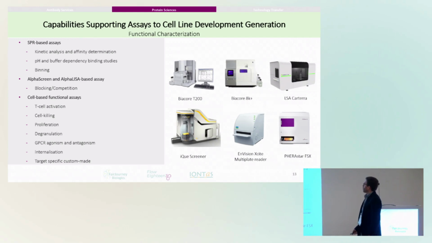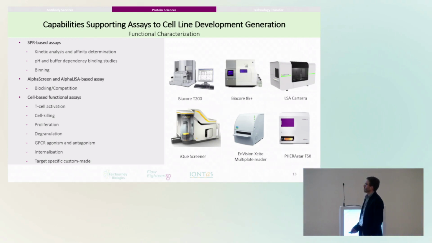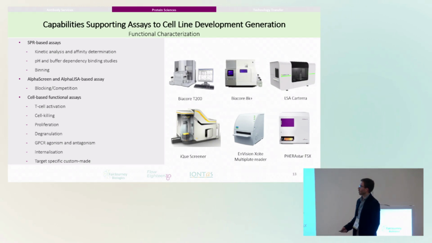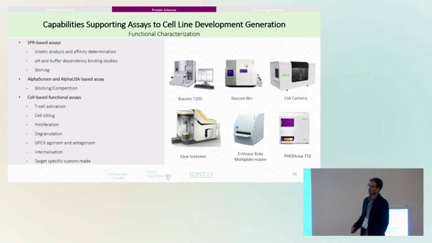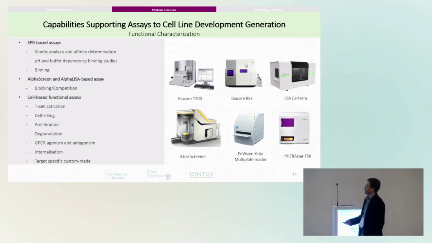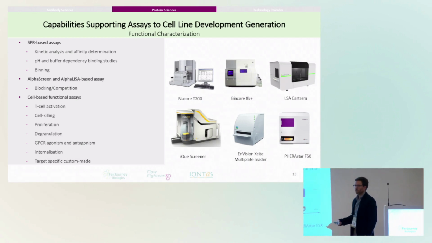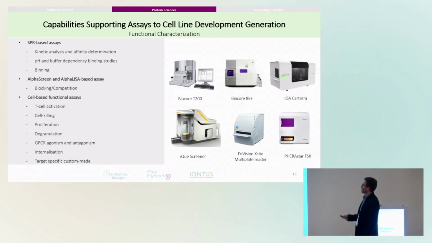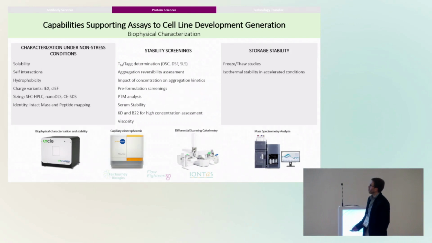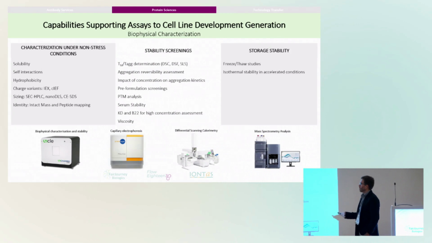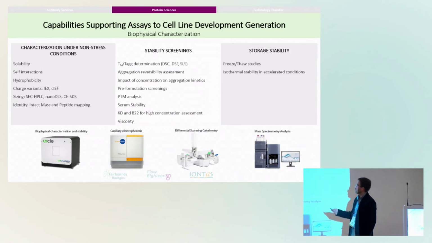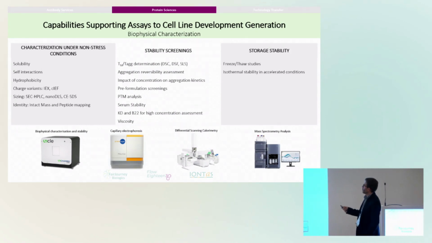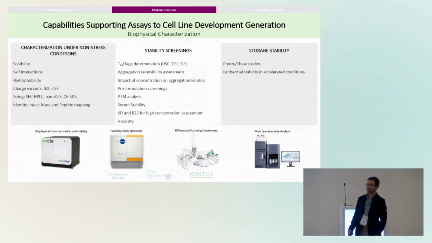So with this slide, the idea is just to show you that although we have all these assays described, Vergene also has several capabilities that can support function characterization across the whole pipeline in cell line development, that you can integrate, not only at the level of function characterization, but also at the level of biophysical characterization, looking, for example, at characterization under non-stress conditions, or stability screenings, or even storage stability.